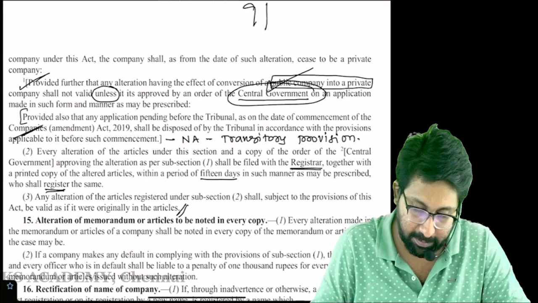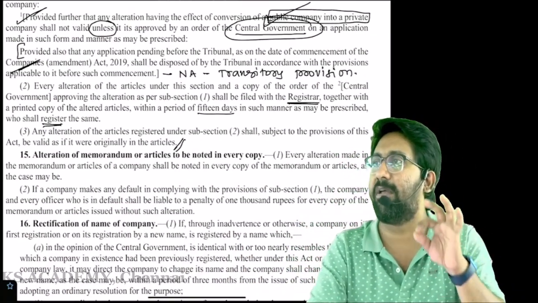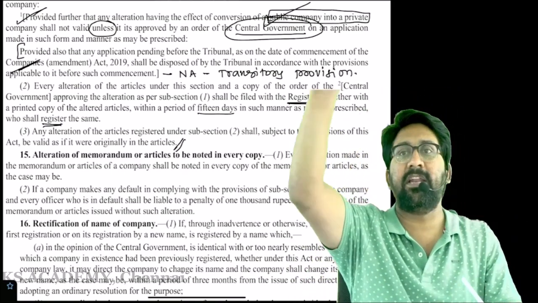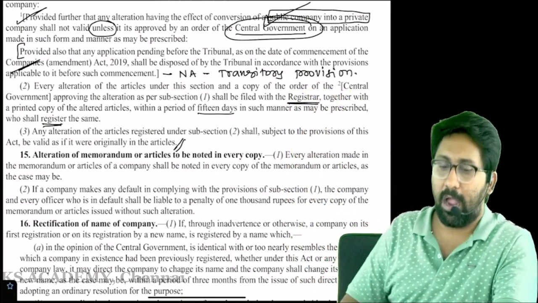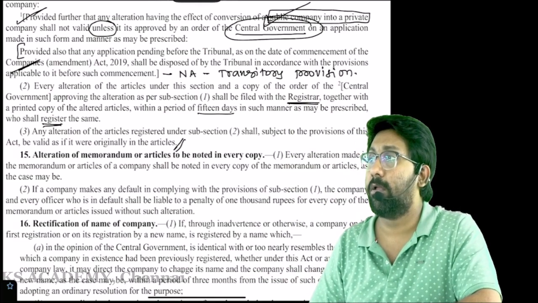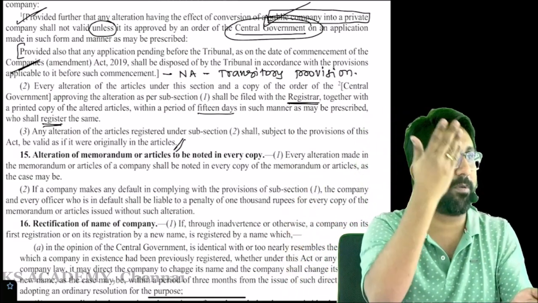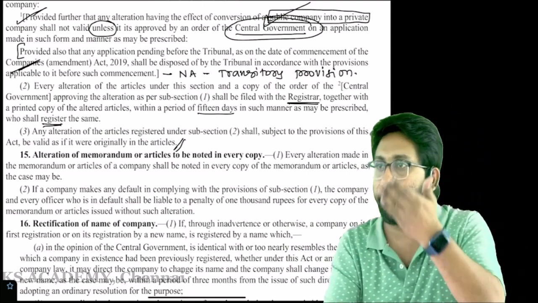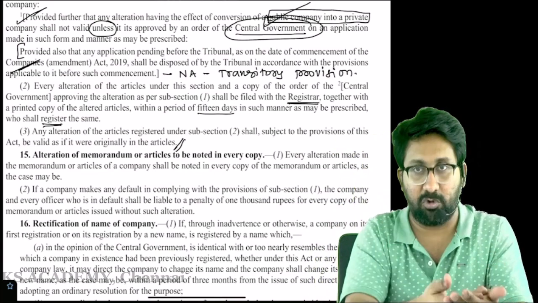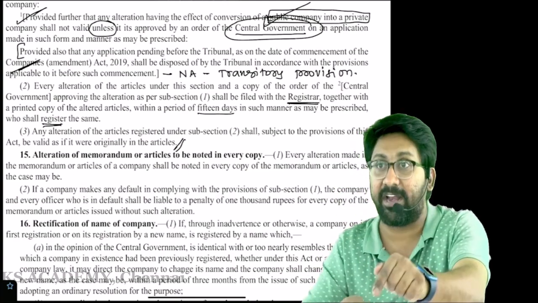This proviso anyway is not applicable. The remaining concept is the same. You have to alter your articles. Now tell me, altered articles, original articles, which is more superior? Both are the same. No one is superior because the alteration is also approved by shareholders, and the original is also approved by shareholders. Original articles are filed with ROC. Altered articles also have to be filed.